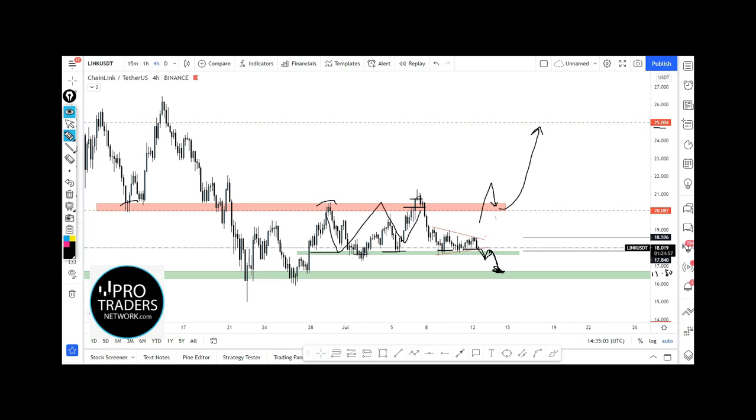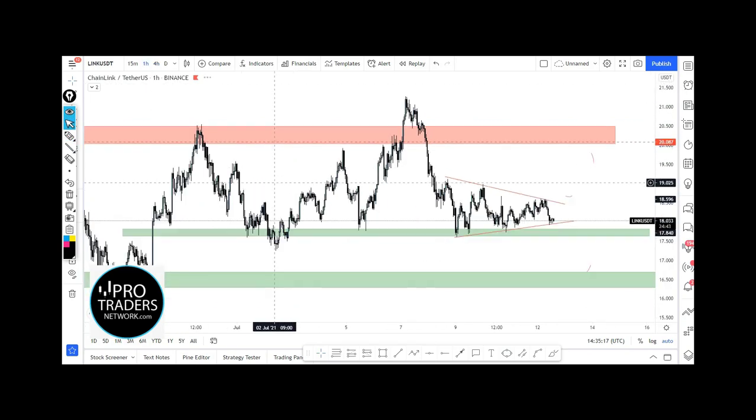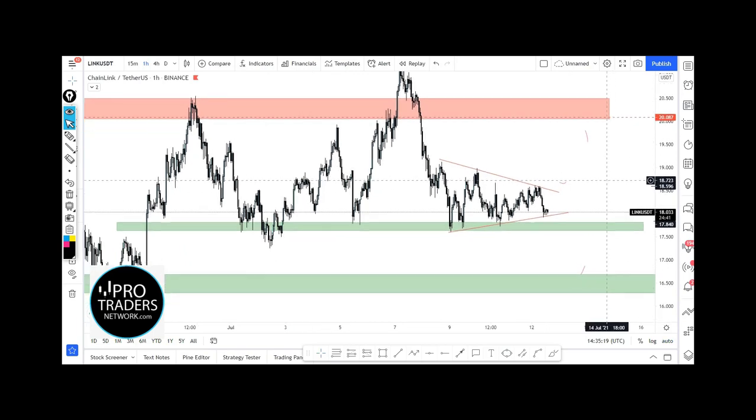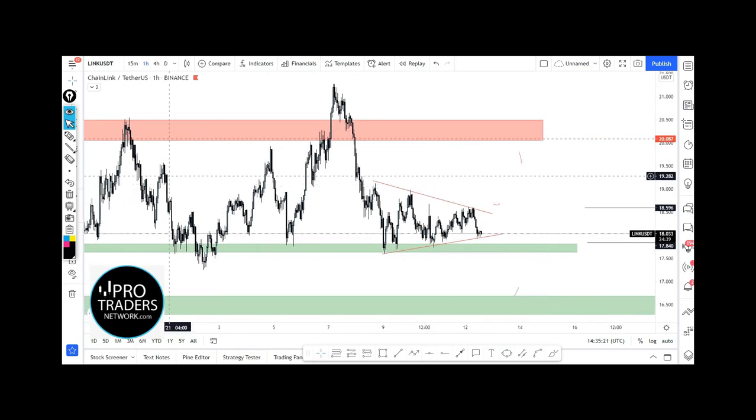We are in this range bound phase. As long as we are in this range, it's really hard to enter any trade. In the meantime, we can enter some intraday setups. Let me discuss it with you. In the meantime, we can enter some buy trade here on this support area.